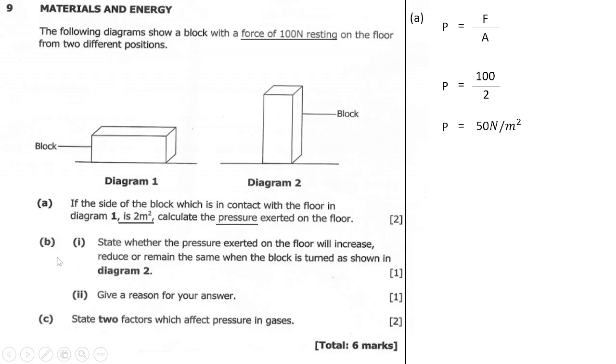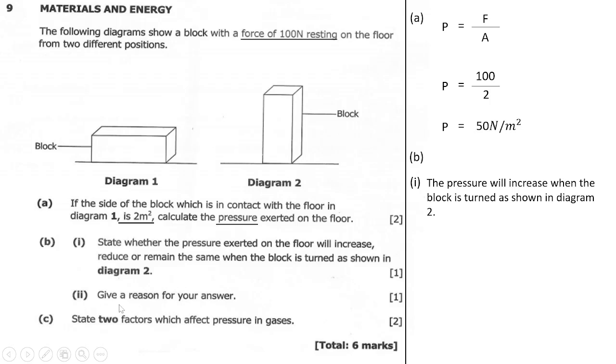Then we'll come to B, which says Roman numeral 1: state whether the pressure exerted on the floor will increase, reduce, or remain the same when the block is turned as shown in diagram 2. Okay, we need to know if the pressure exerted on the floor will increase, remain the same, or decrease when it is turned to this position. So the answer is that the pressure will increase when the block is turned as shown in diagram 2.